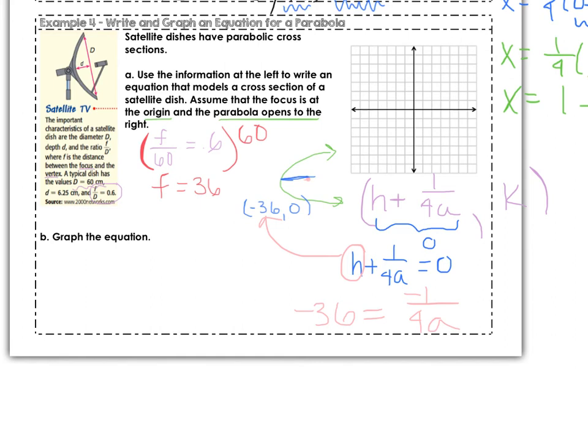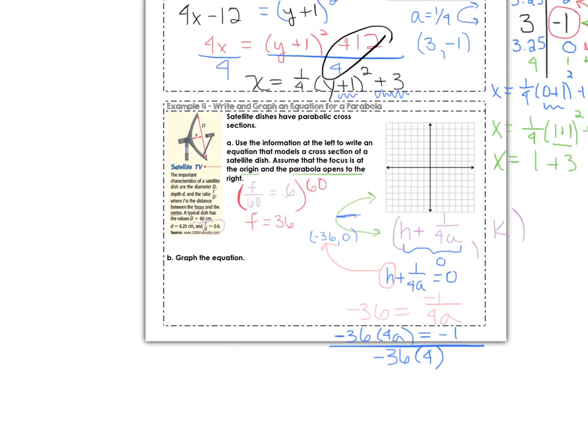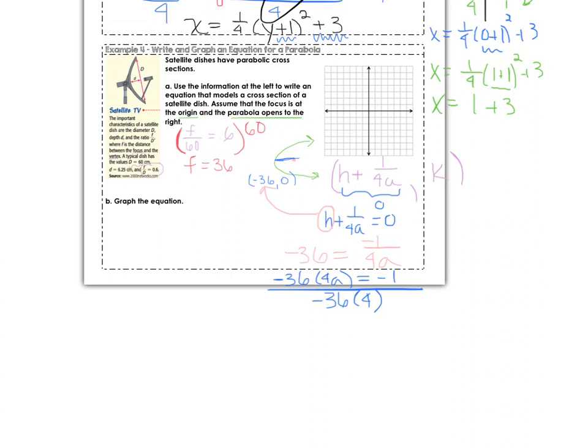So all we really need to do here is cross multiply and divide. So we have negative 36 times 4a is equal to negative 1, and then we're just going to divide both sides by negative 36 times 4. Zoom out a little bit here. We find that a is equal to, now it's positive 1 over 144. Wow, what a tiny a value. So this actually gives us our equation.